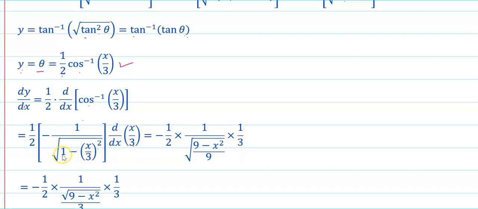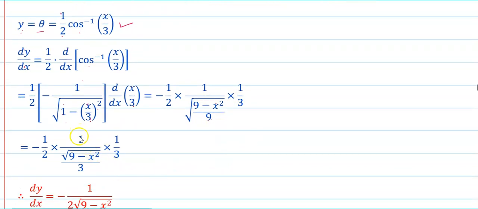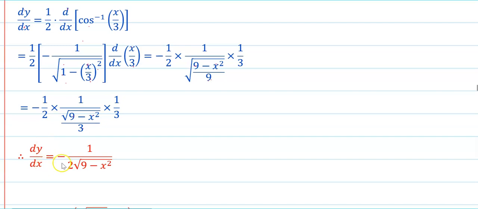Now further simplification: 1 minus x by 3 whole square means what? 1 minus x square upon 9. And again simplification, 9 into 1 means what? 9 minus x square upon 9. Again simplification, root of 9 minus x square upon 9 means what? Root of 9 minus x square upon 3. This 3 gets cancelled, and then you will get 1 upon root of 9 minus x square upon 3. This 3 gets cancelled, and hence you are getting dy by dx is equals to minus 1 upon 2 root of 9 minus x square, and this is the answer.